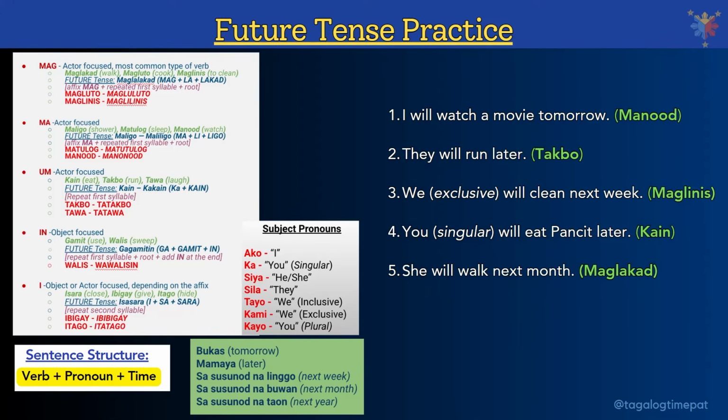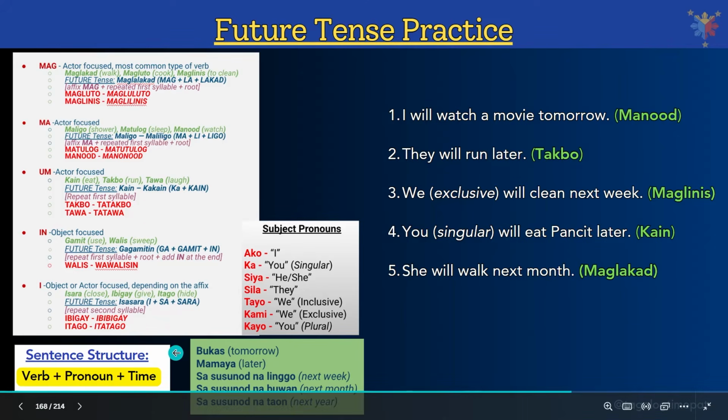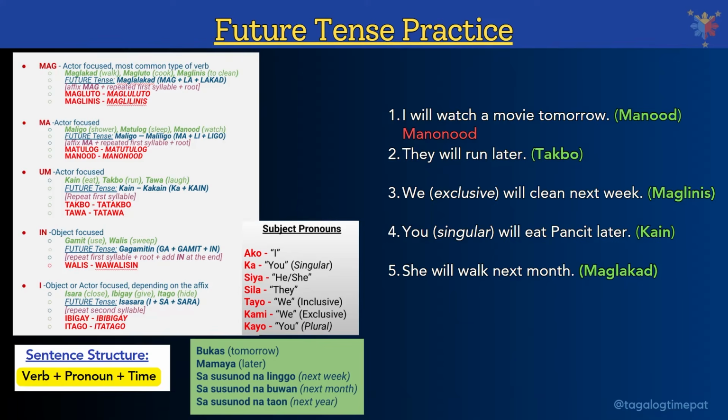I will watch a movie tomorrow. Manood means to watch. So again, let's take a look at our sentence structure. It should be verb plus pronoun plus time. Manonood is the future tense conjugation of manood. Ako means I. Ng sine, bukas means tomorrow. Manonood ako ng sine bukas. I will watch a movie tomorrow. Again, if you're going to add an object, it would just go right before time.